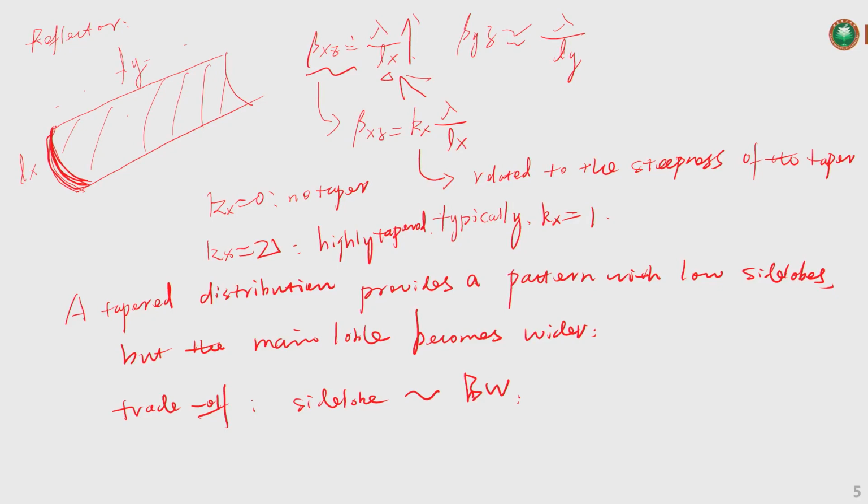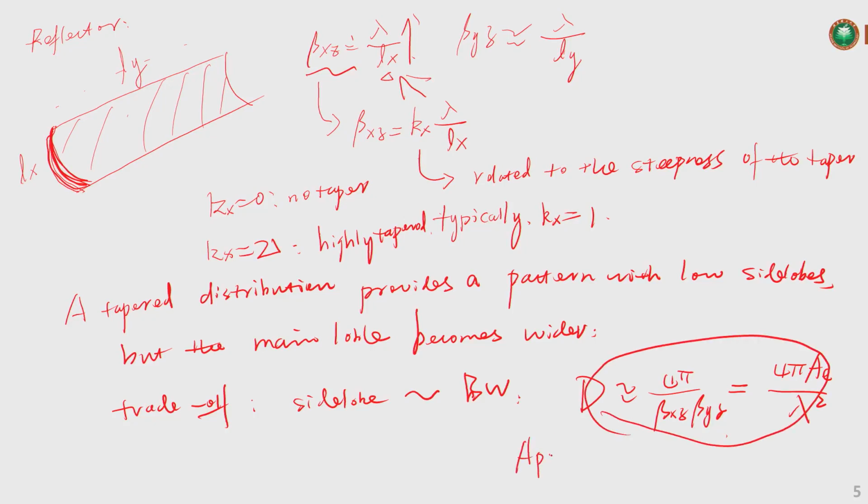So the directivity D is related to 4 pi over the beam width. And as for horn antennas or the dish antennas, it can also be related to the effective aperture and the physical aperture, right? So it becomes around 4 pi A_e divided by lambda squared. So this equation. And the physical aperture equals Lx times Ly, right?